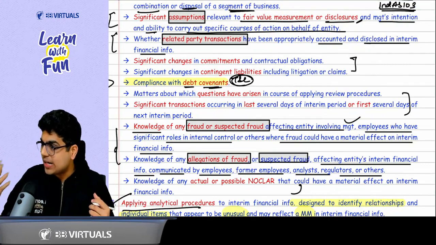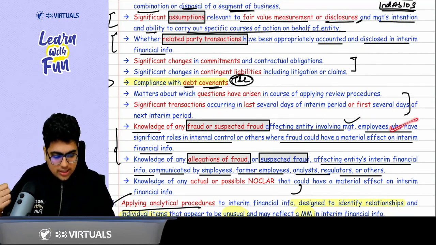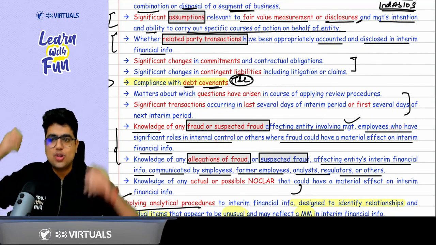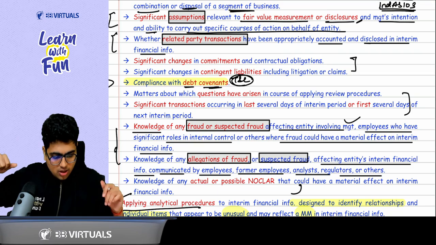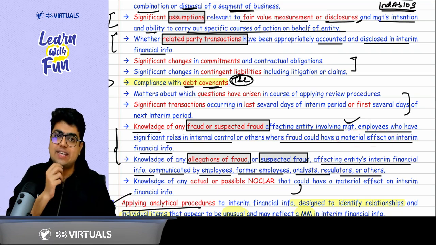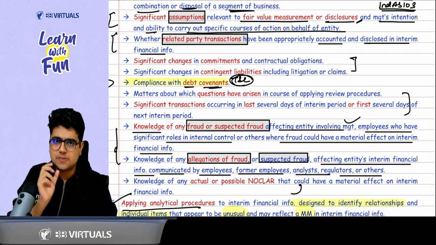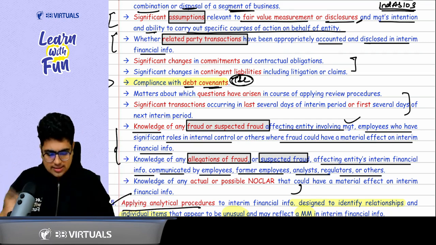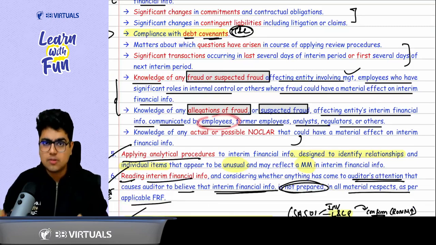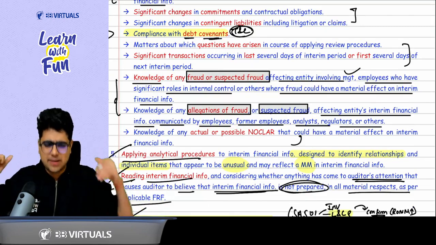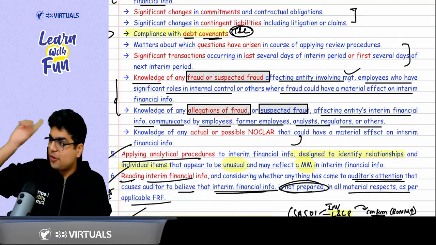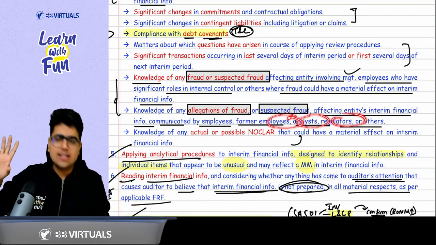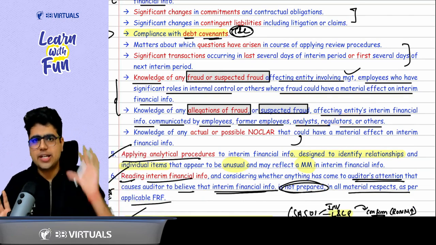Sir, people who were protecting the entity, yes. Employees who were maintaining the internal control are themselves doing the fraud. Or any fraud which has a material effect on the interim financial information. Plus any other fraud which has been told by a third party. Sir, a third party, meaning an internal or external party? Any employee or a former employee or any analyst or regulator who has communicated the fraud.